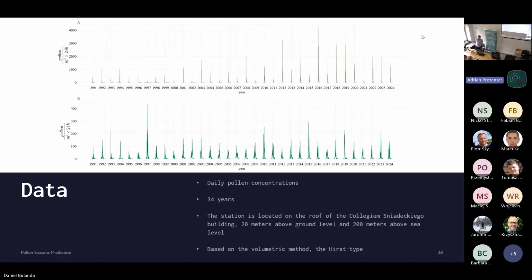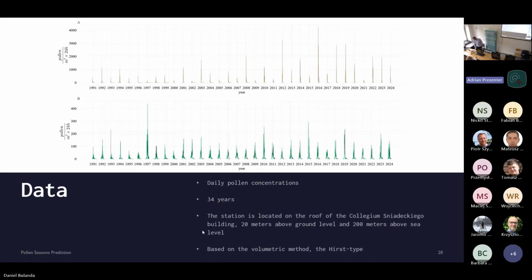We have a cooperation with Jagiellonian University, and they shared their data, which is not public, so nice that they did it, about pollen concentrations in Kraków during the last 34 years. So a pretty long time, and we focused on two types of pollen, birch, Latin Betula, and grasses, Poaceae. Biologists often use Latin instead of English, so that's why it's good to know it.